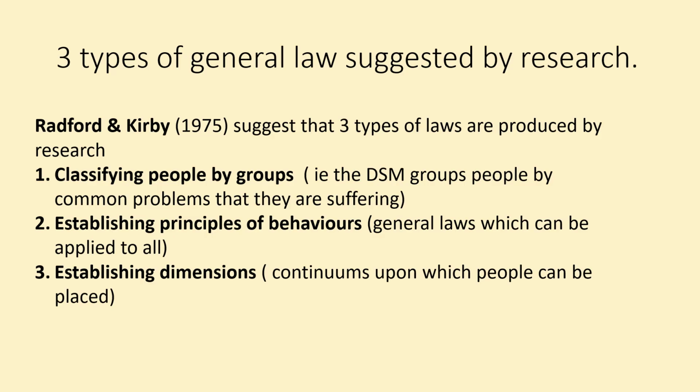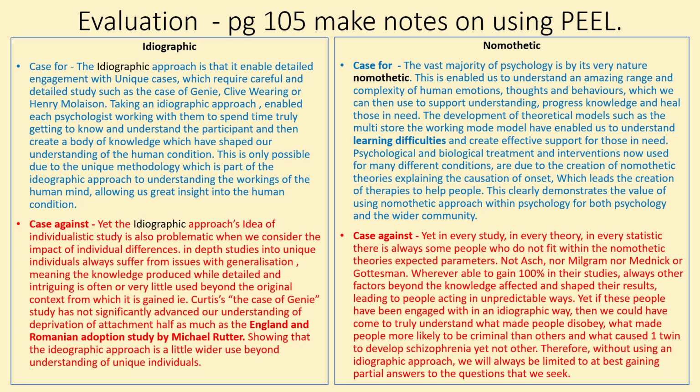Anyway, so Radford and Kirby point out there tend to be three types of general laws suggested by research. So let's look at the arguments for and against each of these explanations, because they are challenging on there.